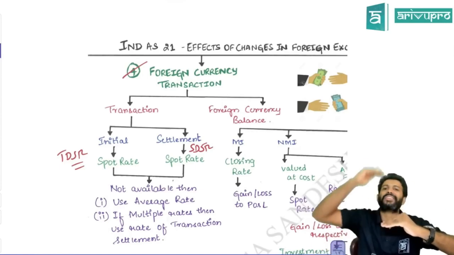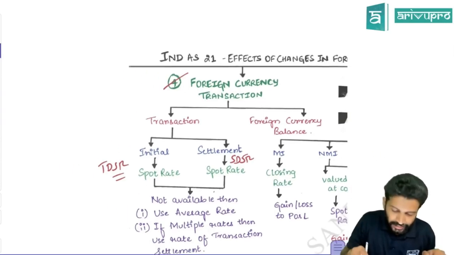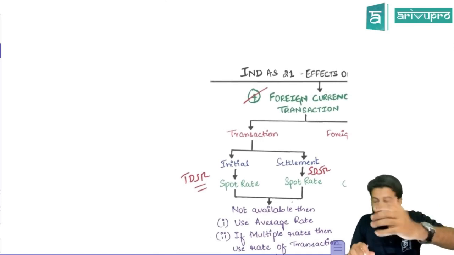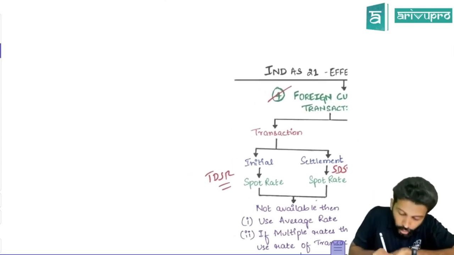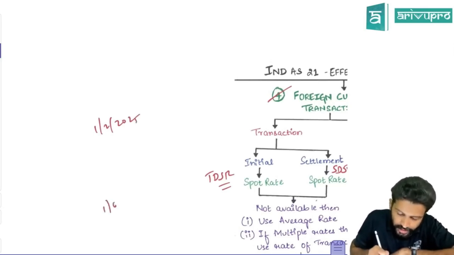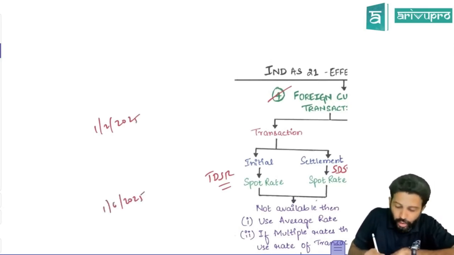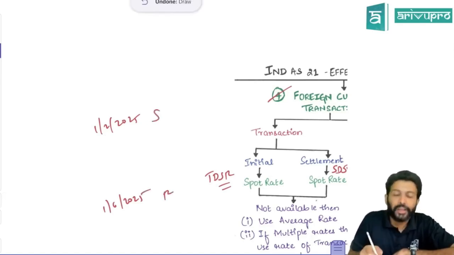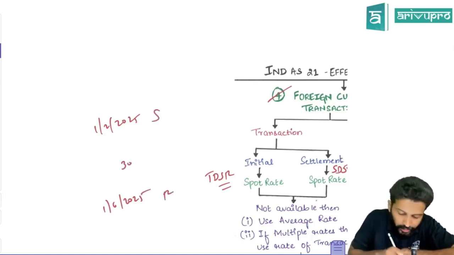In between this transaction and settlement, if you have any balance, like let's say you sold goods to a foreign currency debtor on the first of February 2025, and you're going to receive the money on, let's say, 1st June 2025. This is the sale date, this is the money receipt date. But in between these two dates, there is one important date. Your year is ending, which is 31st March 2025.